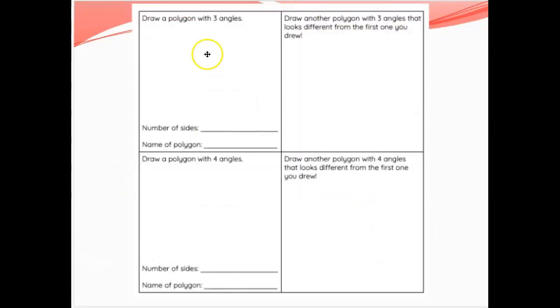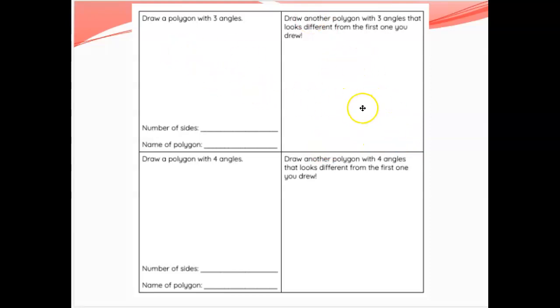So this is what you guys are doing today. It says draw a polygon with 3 angles. So all you have to do is draw a polygon that has 3 angles. Then write how many sides it has and write the name of the polygon. Then you're going to draw a polygon that looks different than the one you just drew. So it should also have 3 sides and 3 angles, but it's going to look a little bit different. So play around with the side lengths.